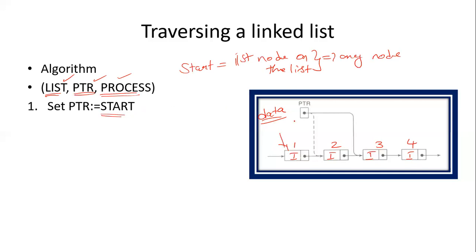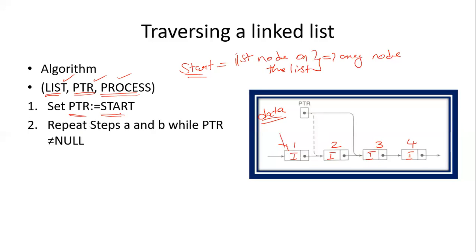START is the only important thing, because it says from where we are going to start. If we start from the third node, then the next node will be the fourth, and it will terminate there. Or if we start from the first node, then we go 1, 2, 3, 4, and this continues. So START is very important. We set PTR, the pointer for each node, and assign it to START. So we initialize PTR with START here.